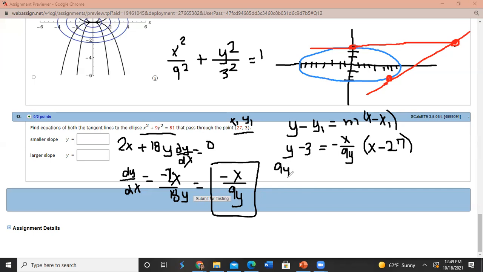So this would be 9y squared minus 27y equals, let's go ahead and distribute in that x while we're at it too. So this would be negative x squared over, nope, get rid of that. Negative, the 9y is gone. Negative x squared plus 27x.